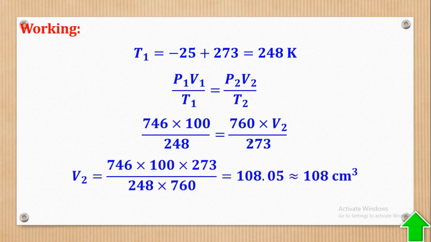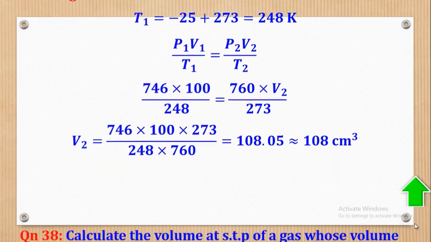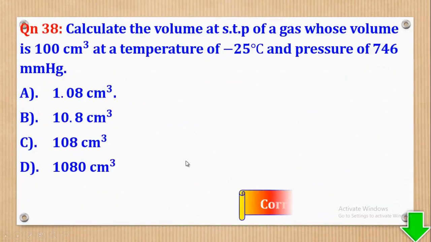So I'll take this one this side to come up with this times that. Then take this one this side to come up with this times that. Now when I use a calculator, this will give me 108.05, but I want a whole number, so it will be 108 centimeters cubed. So I'll look for the option which has 108 centimeters cubed, and that would be the answer.